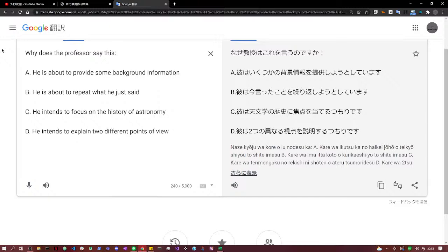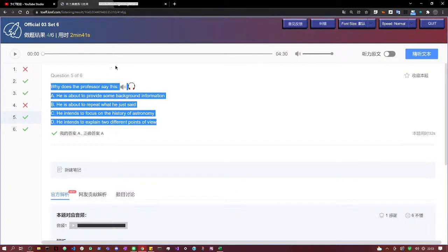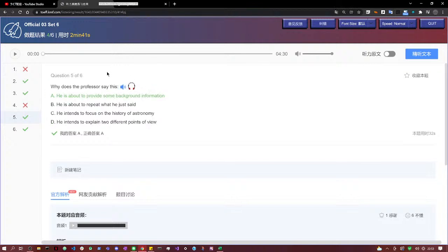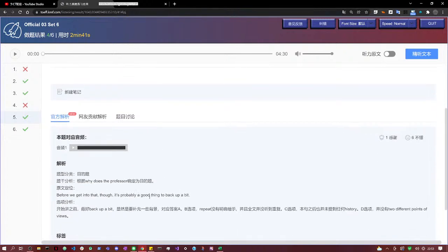He intends to focus on the history of it. He is about to provide background. Why does the professor say this? Extensive library of spectral line patterns of elements, even by the 18th century.